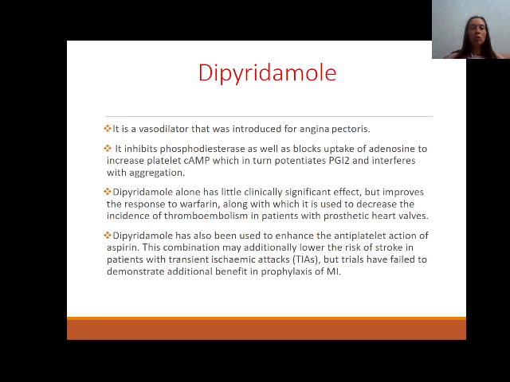Dipyridamole has also been used to enhance the antiplatelet action of aspirin. This combination may additionally lower the risk of stroke in patients with transient ischemic attack, but trials have failed to demonstrate additional benefit in prophylaxis of myocardial infarction. So we don't use dipyridamole in myocardial infarction, but in combination with aspirin we can use it for TIA.